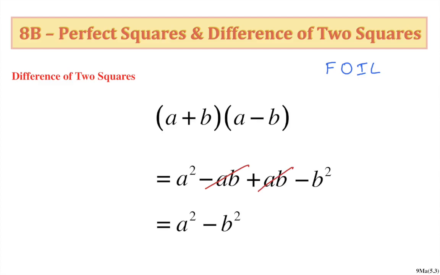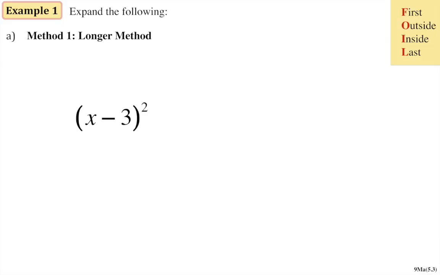So let's try doing some questions using the two different techniques. The technique we learned in exercise 8a, the FOIL method, and I'm going to teach you a shortcut method after we've done our slightly longer method. Now, here we go. For example 1, part A. x take 3 in brackets squared is what we're trying to expand.